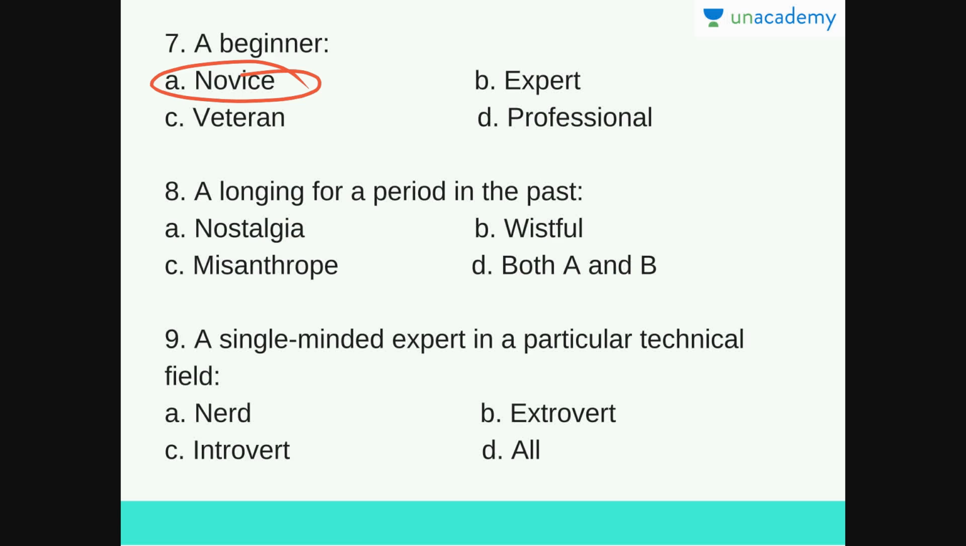Next is a longing for a period in the past. Options are nostalgia, wistful, misanthrope, or both A and B. The answer for this question is both A and B. Nostalgia and wistful are synonyms of each other. They both mean a longing for a period in the past. Misanthrope is a general dislike of humankind, a person who doesn't like humankind and tries to avoid society. So the answer for this question is both A and B.